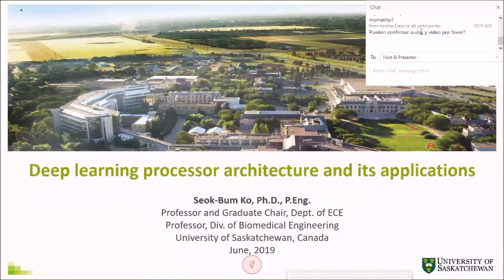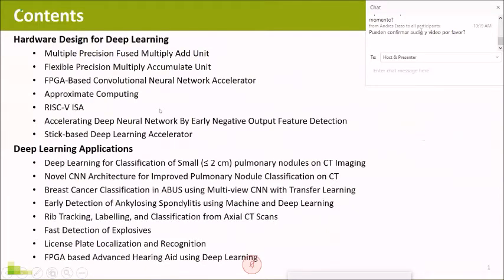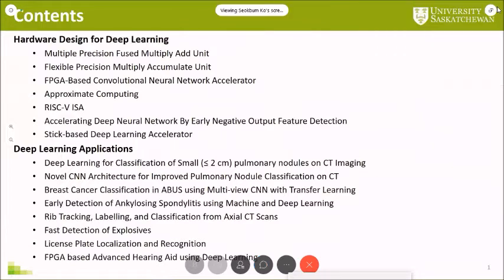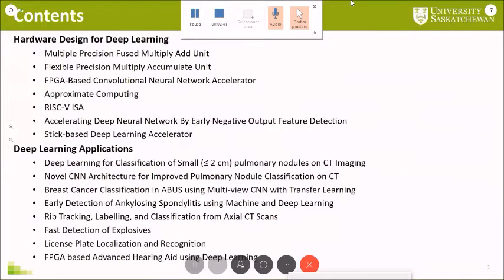My name is Seok-Bum Ko from the Electrical and Computer Engineering Department and also the Division of Biomedical Engineering, University of Saskatchewan, Canada. I'm very pleased to share some of my recent research topics with you today. The title of the talk is Deep Learning Processor Architecture and its Applications. Now, this slide shows the contents of the talk. My talk consists of 2 parts mainly. The first one is hardware design for deep learning, and I'm going to introduce some examples using deep learning techniques in the second part.